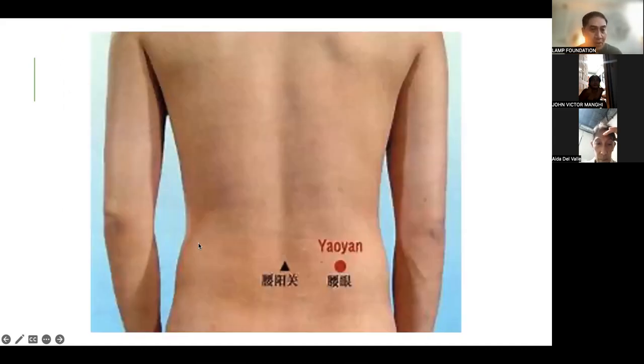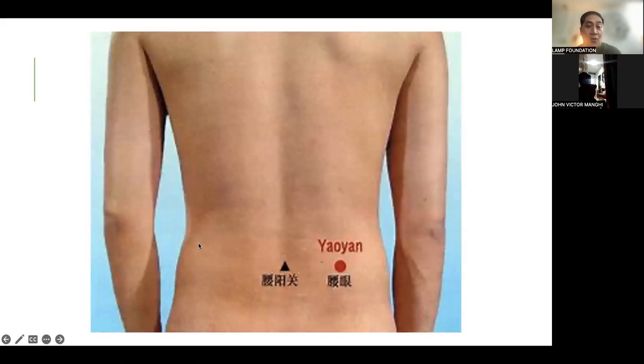Yaoyan, or lumbar eyes, is an extra point. This is located on the lower back in the depression 3.5 cun lateral to the lower border of the spinous process of the fourth lumbar vertebra. It benefits the lumbar area, strengthens the kidneys, and alleviates pain.